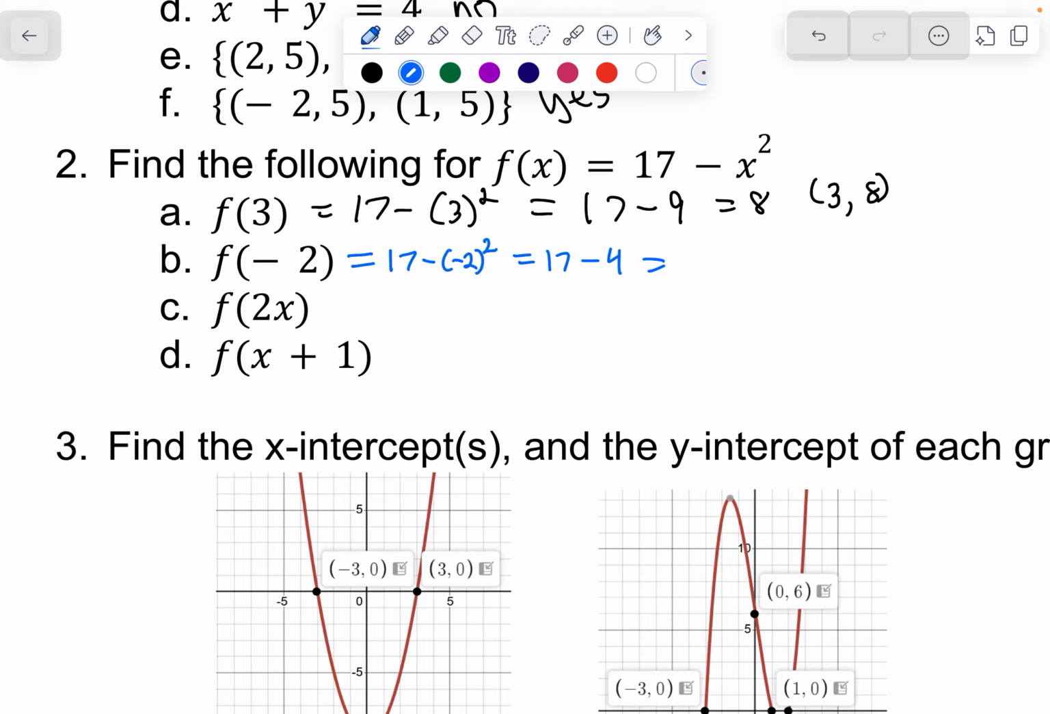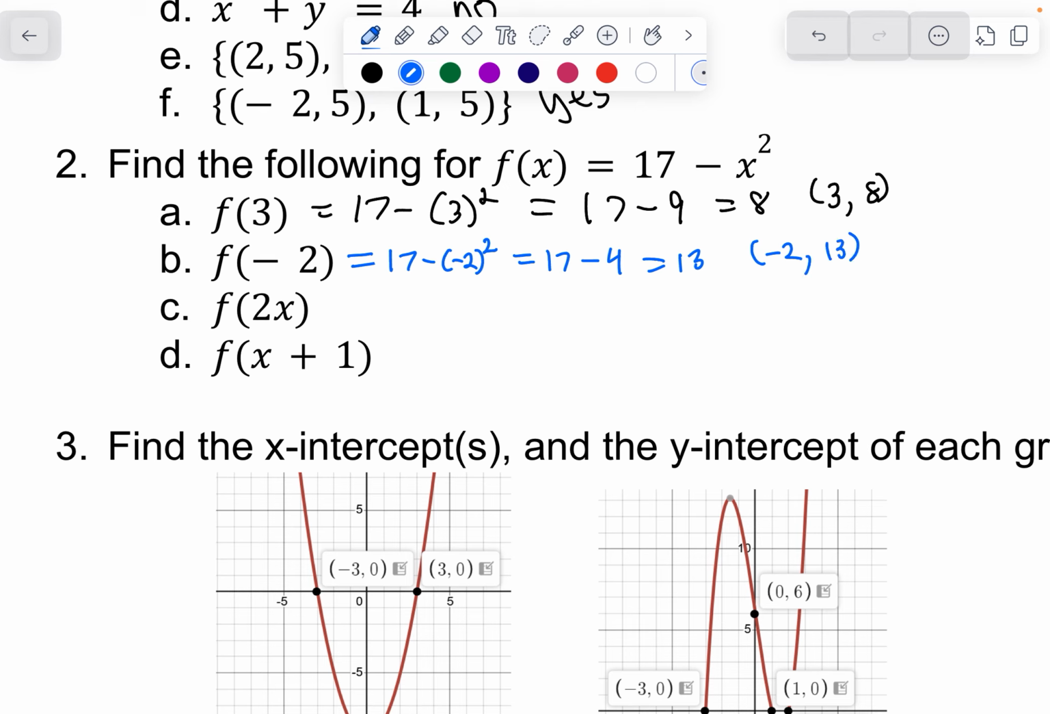You can almost think about it as a negative times a negative times a negative. You've got 3 negatives there in this little arrangement here. So that's why it's going to stay negative. And then 17 minus 4 is 13. I input -2. I get out 13.